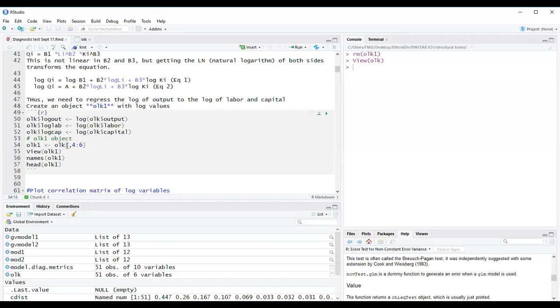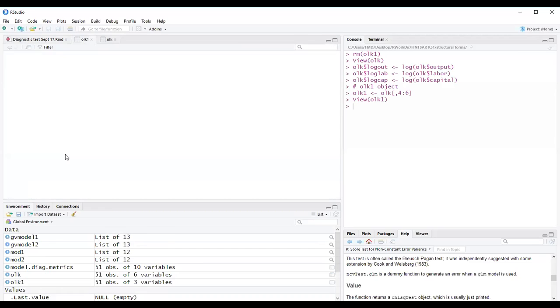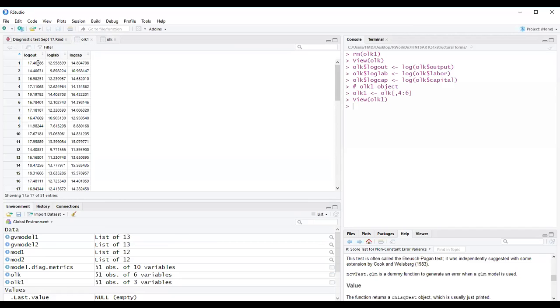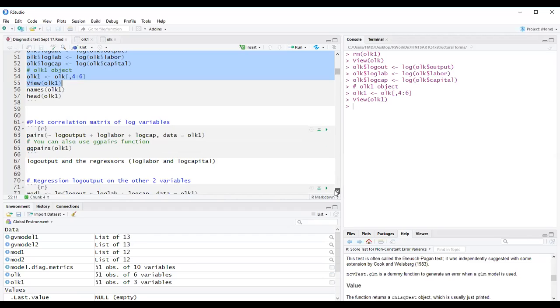Kama, which means it includes all the rows, and then yung columns 4 to 6 lang yung kasama. And I'm going to call it OLK1, output labor capital 1, data 1. So i-view nga natin ito. If I run this, kasama si view, then I'm going to have this object, OLK1. So lahat yan, mga log na lang, no? Okay? Guys, clear so far? Yes, sir.